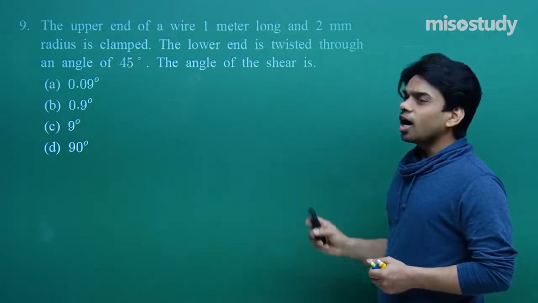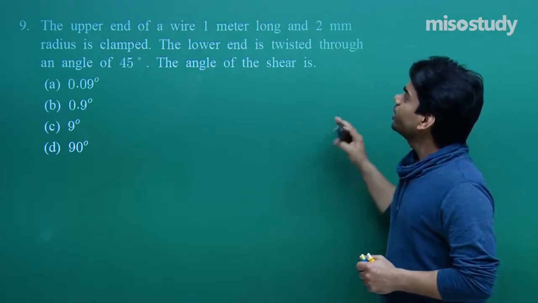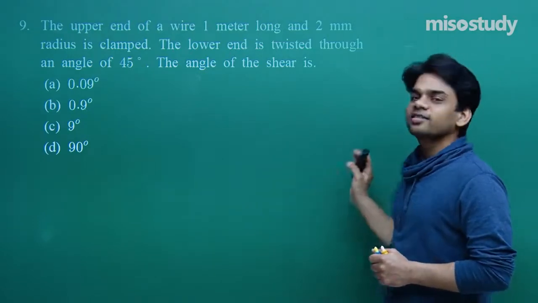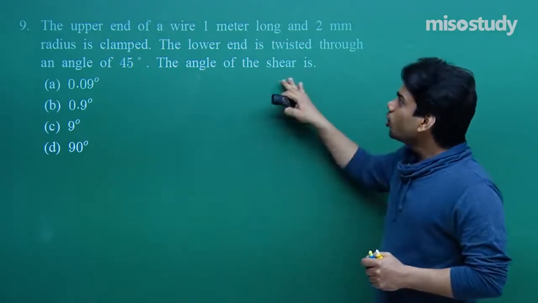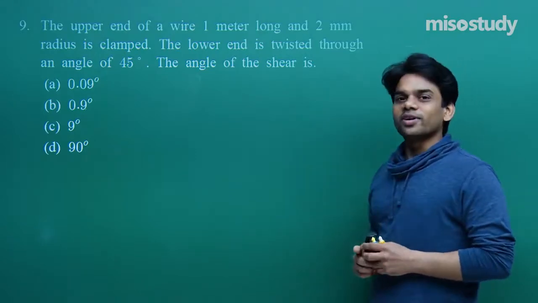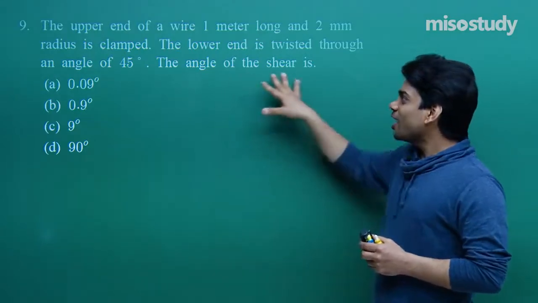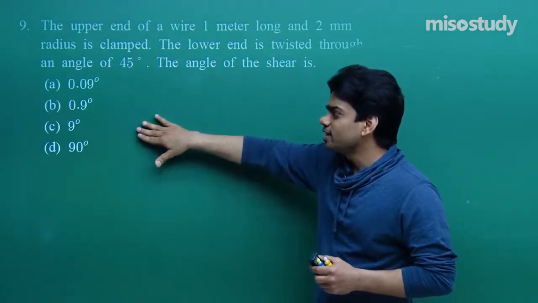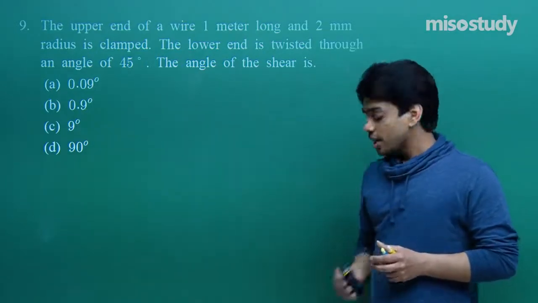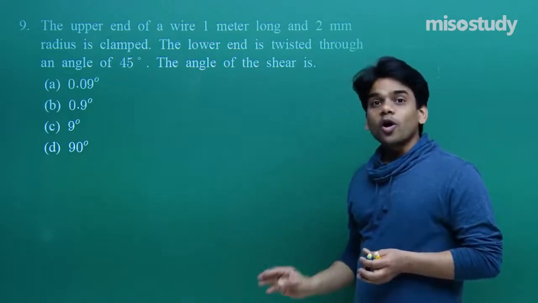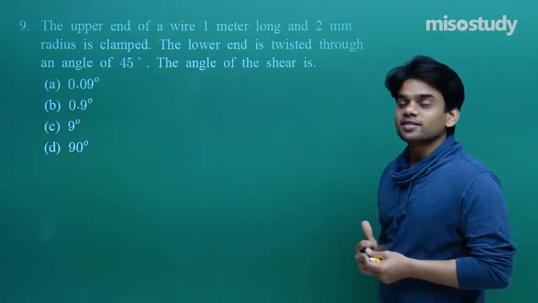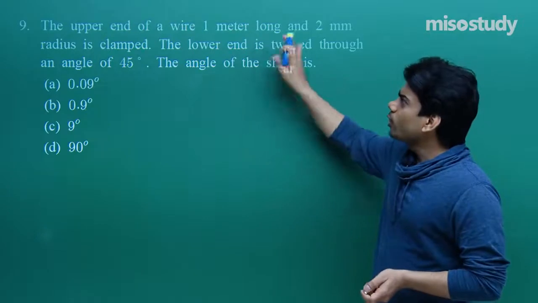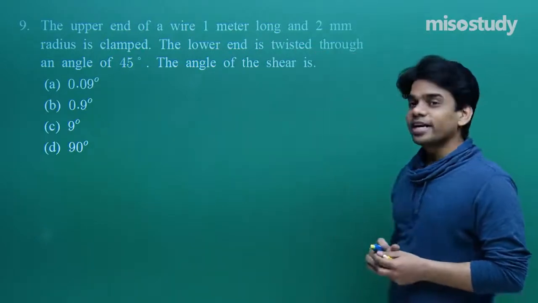9th, the upper end of a wire 1 meter long and 2 millimeter radius is clamped. The lower end is twisted through an angle of 45 degree. The angle of the shear is A 0.09 degree, B 0.9 degree, C 9 degree, D 90 degree. First of all, we need to understand what the question is saying to us. It says that the upper end of the wire, 1 meter long and 2 millimeter radius, is clamped.